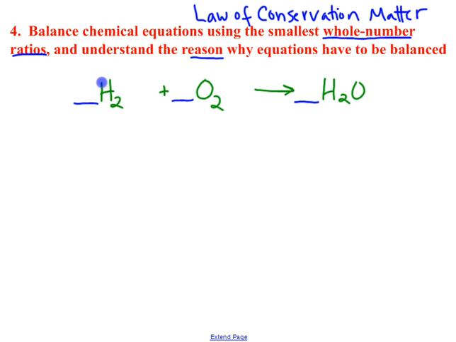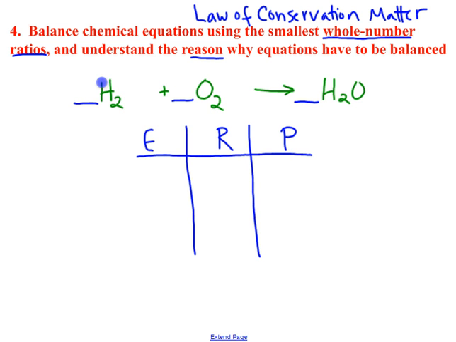So to do an inventory, and again this is going to seem rather simple because this is a pretty simple equation, I'm going to have you write out what is called an ERP table. ERP. E standing for elements, R standing for reactants, and P standing for products. If you look at this equation, there are only two elements involved. So the elements hydrogen and oxygen, you would write them down in the E column to say that those are the elements found in this equation.